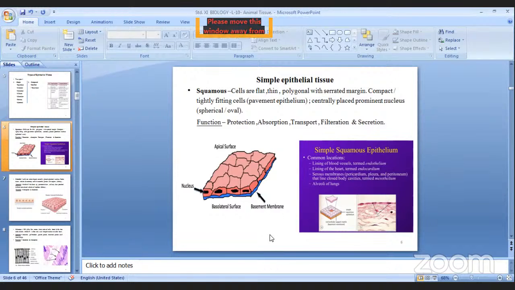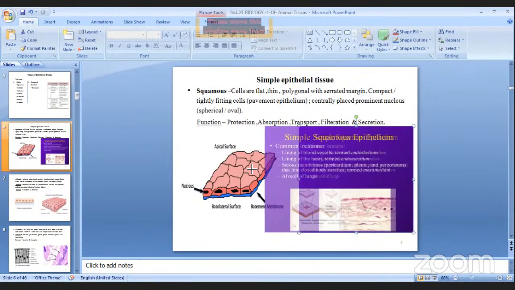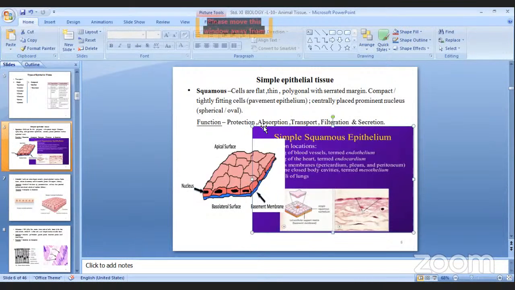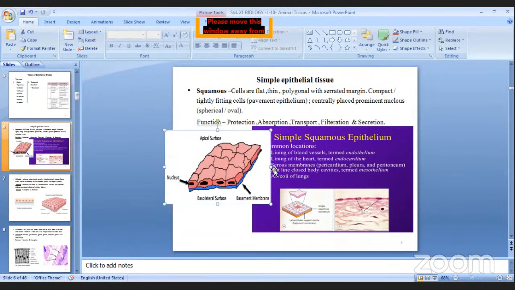Now you can see here the location of simple squamous epithelium. Students, for any cell that we are studying, we should know the structure, that is, the description of the structure, and we should know its function and the location. So the first point should be description, the second point the location, and the third point the function.